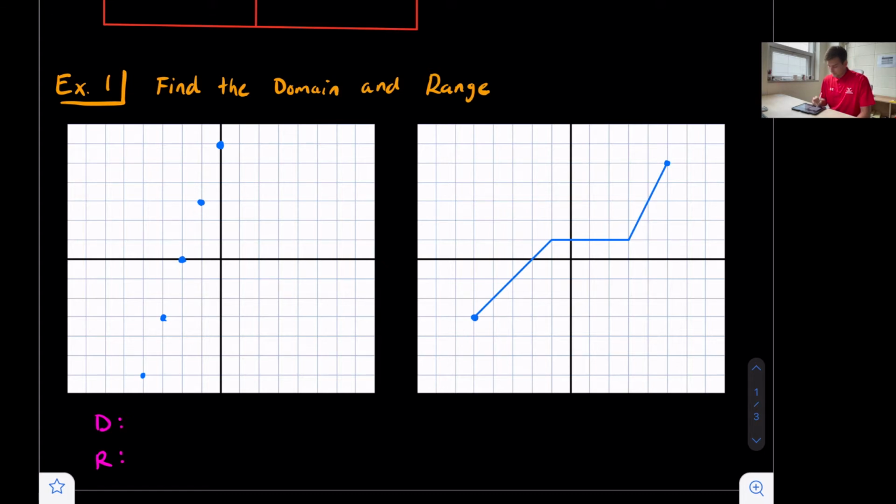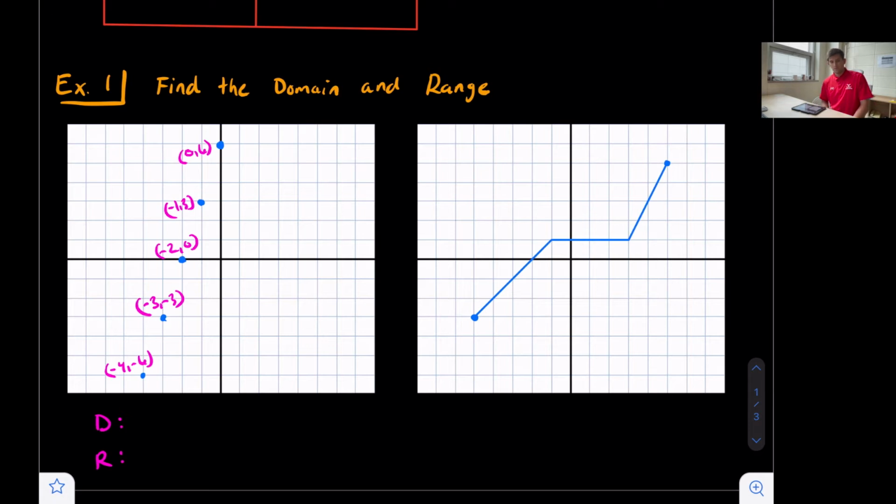So negative 1, 2, 3, 4, negative 1, 2, 3, 4, 5, 6. So this is negative 4, negative 6. 1, 2, 3, 1, 2, 3, negative 3, negative 3, negative 2, 0, negative 1, 1, 2, 3, and 0, 1, 2, 3, 4, 5, 6.